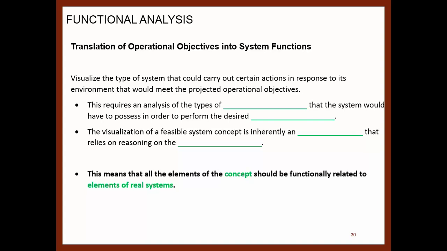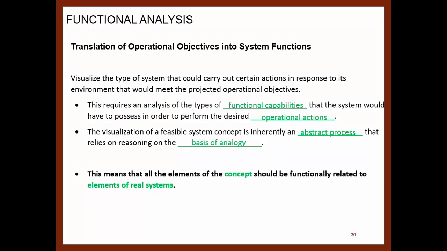So how do we translate these operational objectives into functions? Visualize the type of system that could carry out certain actions in response to its environment that will meet the projected operational objectives. This requires an analysis of the type of functional capabilities that the system will have to possess in order to perform the desired operational action. The visualization of a feasible system concept is inherently an abstract process that relies on reasoning on the basis of analogy. This means that all the elements of the concept should be functionally related to the elements of real systems.